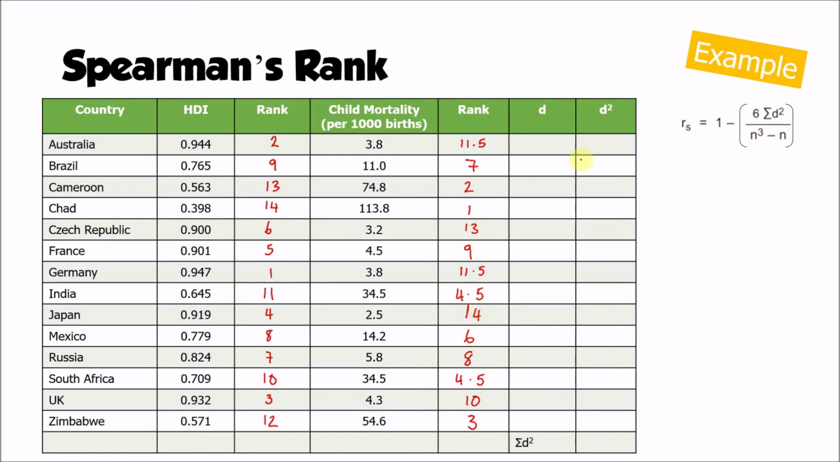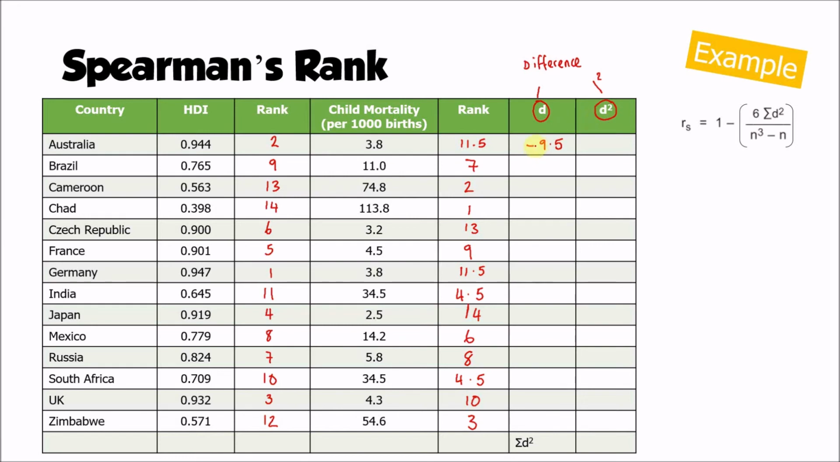The next thing we need to do is to work out this column here representing D, which stands for the difference between the ranks. So not the difference between the data itself, but the difference between these two numbers. The general rule of thumb is you do the first rank minus the second one. So if we did 2 minus 11.5, we would get minus 9.5. What's quite a good idea to do on your calculator is to then hit the squared button, so we can get this column here, which is the difference squared.